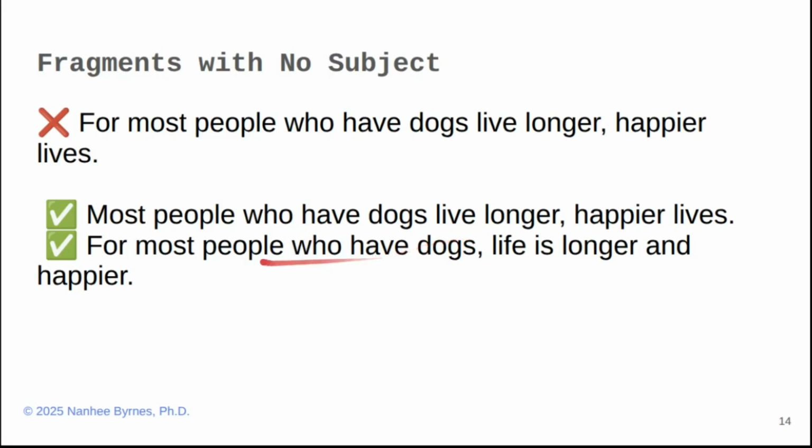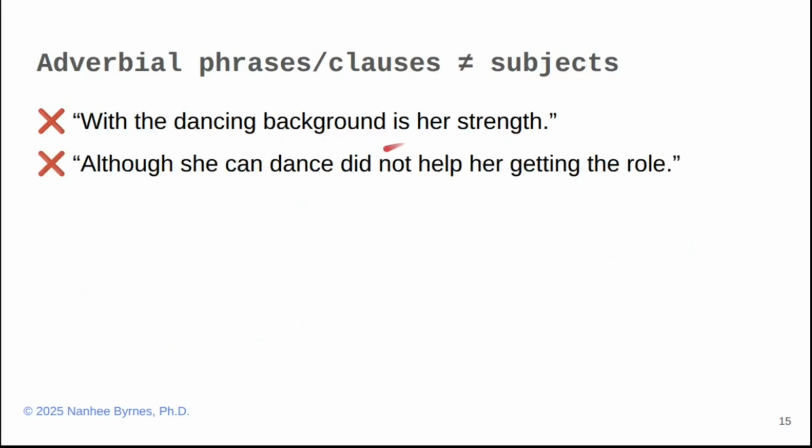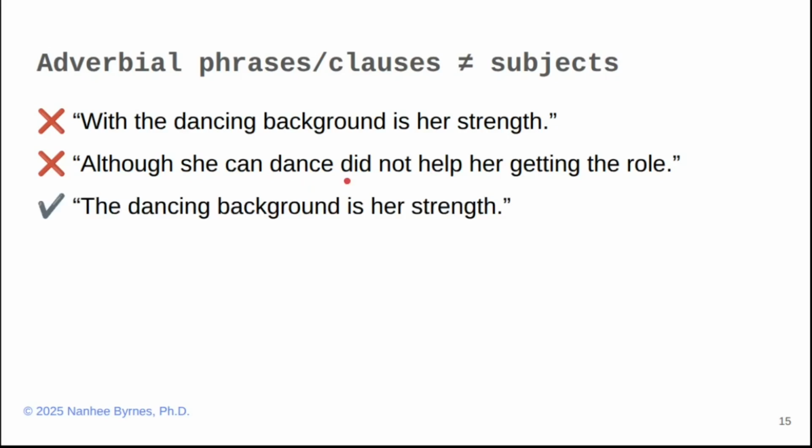Here's another case. With the dancing background is her strength. Or, although she can dance, did not help her getting the role. These are incorrect because the opening phrases, with the dancing background and although she can dance, cannot act as subjects by themselves. To repair them, we either rephrase or supply a proper subject.